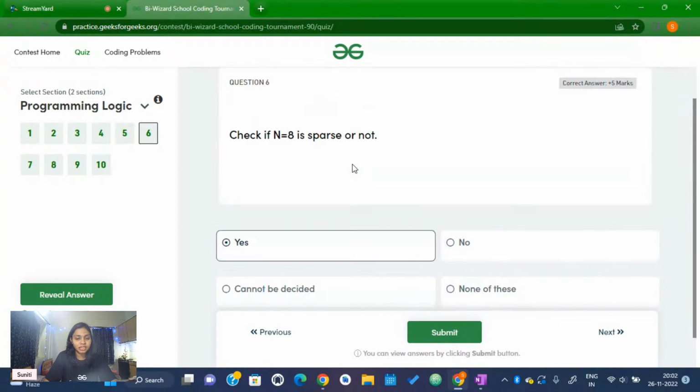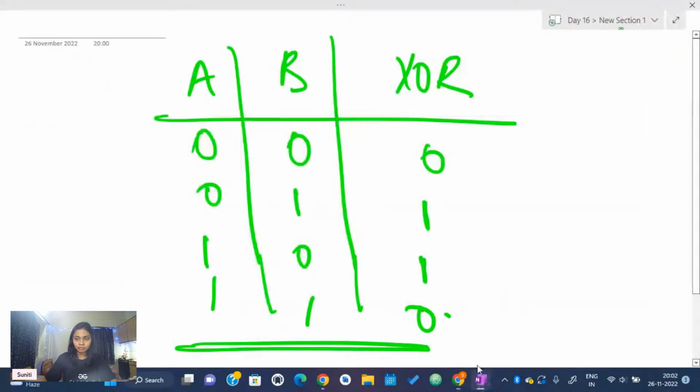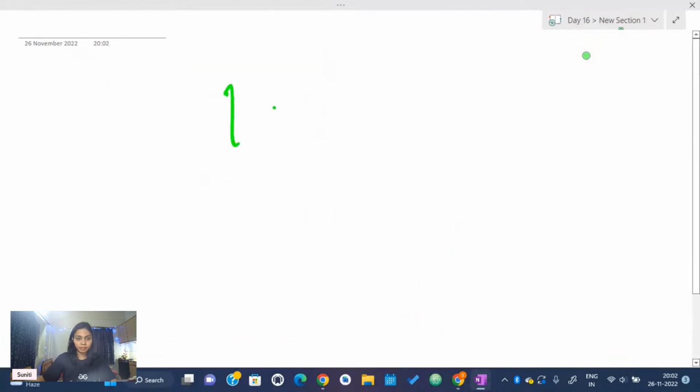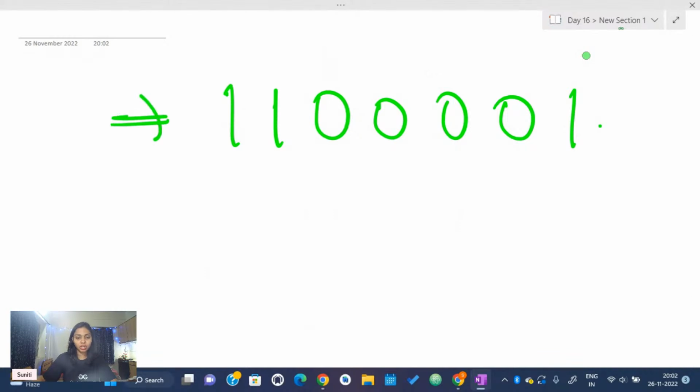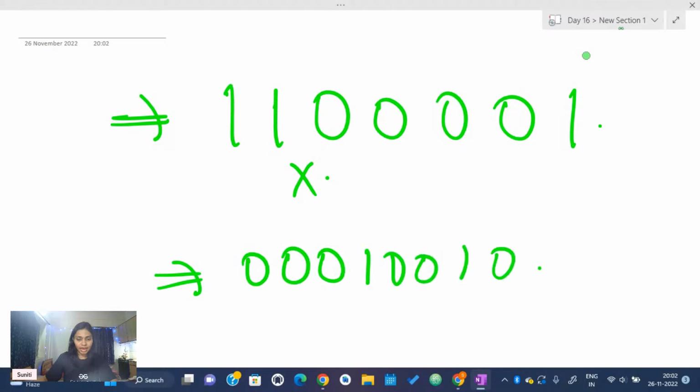Next, we have to check if n is equal to 8 is sparse or not. Now, what is the definition of sparse? If a number is sparse, then in the binary representation of that number, no 2 consecutive bits are set. What I mean by this is, this is not a binary representation of a sparse number, because here 2 consecutive bits are set. But this can be a binary representation of a sparse number, because here none of the consecutive bits are set. So we can say that this is not a sparse number, but this is a sparse number.